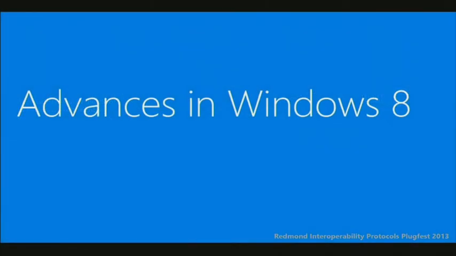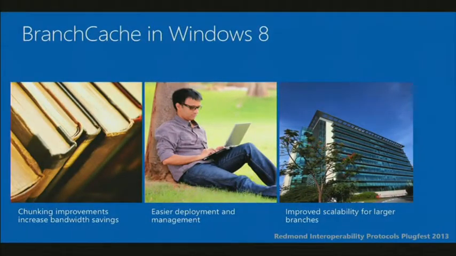So looking at the things that have changed in Windows 8. A lot of our improvements: we have moved the protocol version from 1 to 2. So there are breaking changes in the protocols, and a lot of that is around chunking improvements to let us get better bandwidth savings. We also have some implementation changes around deployment and management and around scalability. I'm not going to go into those as much because this is more of a protocol-focused talk, but I want to mention that they're there. Server 2012 is better than 2008 R2.